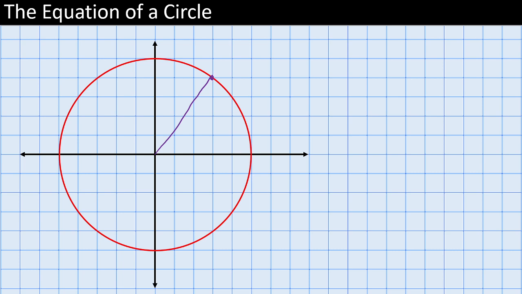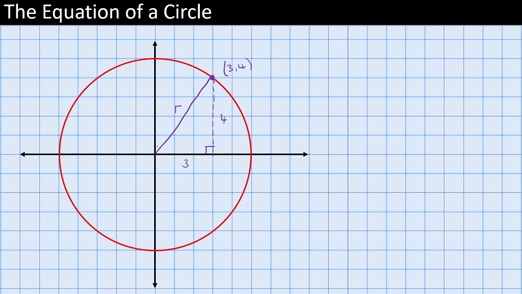So let's take this point up here. This point has the coordinate 3, 4. Now, that coordinate 3, 4, if we look at it in terms of its length across and its length up, we get this nice little right angle triangle. And what we can work out from that right angle triangle is the radius of this circle.